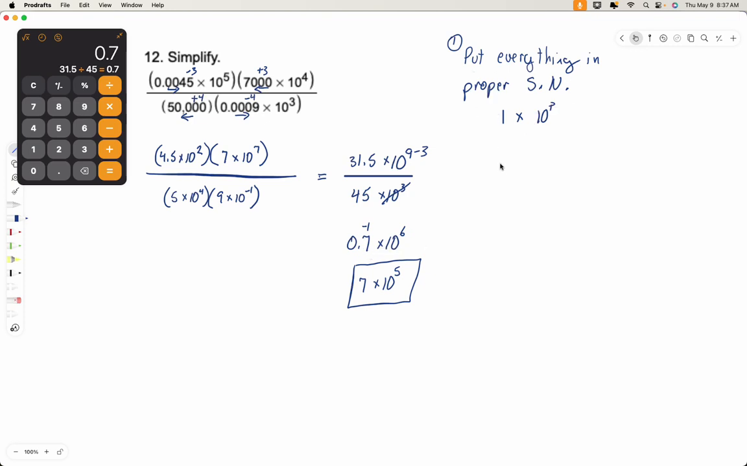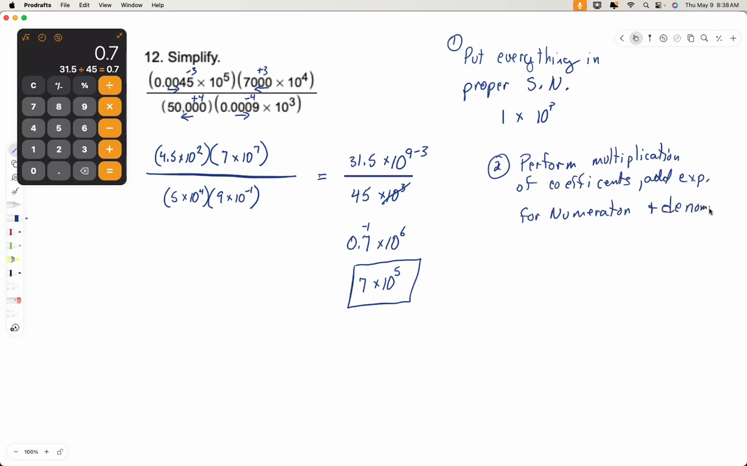So our steps, put everything in proper scientific notation. And then step 2, perform calculations or, perform the multiplication of coefficients, that these numbers up here, and add exponents for numerator and denominator. Separately. Divide coefficients.